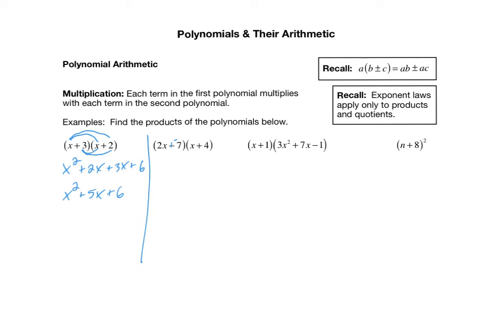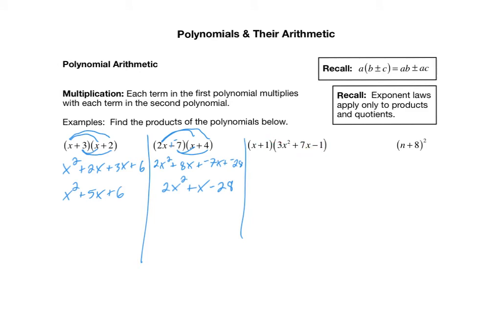Because it's all addition now, we'll be adding all those terms that we get. So we've got 2x times x is 2x squared. 2x times 4 is 8x, plus negative 7 times x is negative 7x, plus negative 7 times 4 is negative 28. And again, we can combine the like terms. 8x and negative 7x combine to 1x, and we're left with 2x squared plus 1x, or plus x, which is the same thing, plus negative 28, which many people will often write as minus 28. This polynomial is the product of these two polynomials.